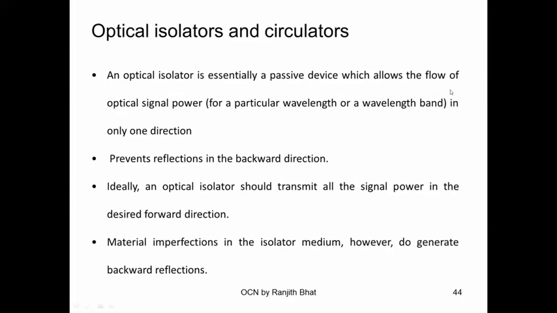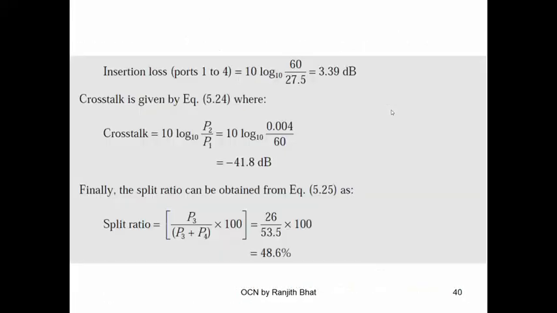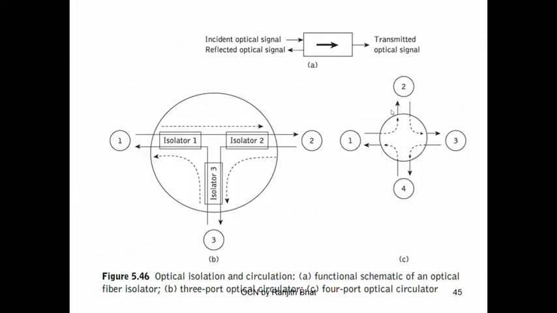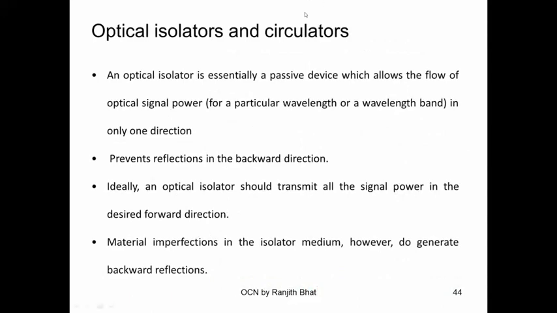Okay. The last topic is the optical isolator and the circulator. We talked about splicing, we talked about joints, we talked about couplers. Now we are going to talk about isolators and circulators. An isolator is essentially a passive device that allows the flow of optical signal in only one direction. It doesn't allow the waveguide to receive back the signal again, whichever it is sending.